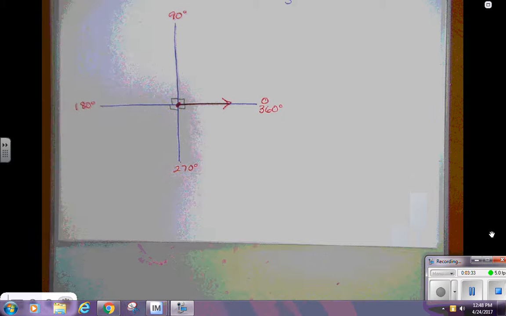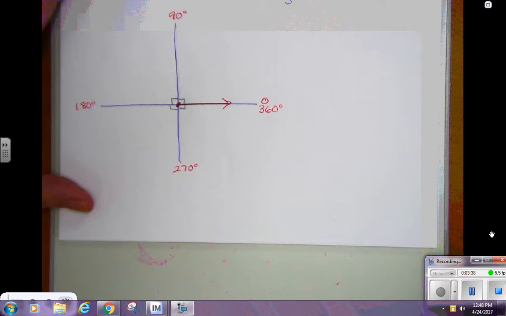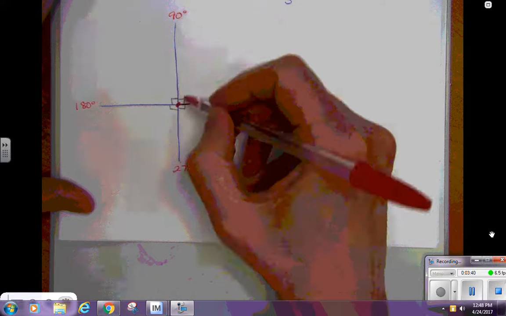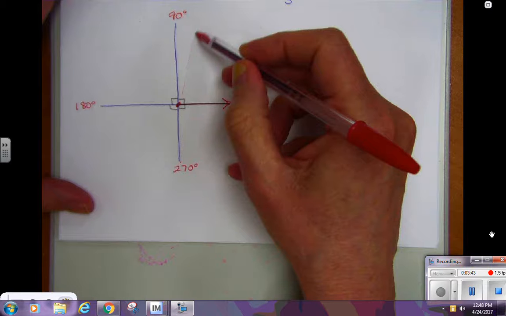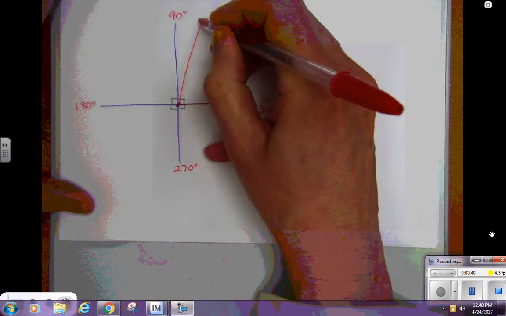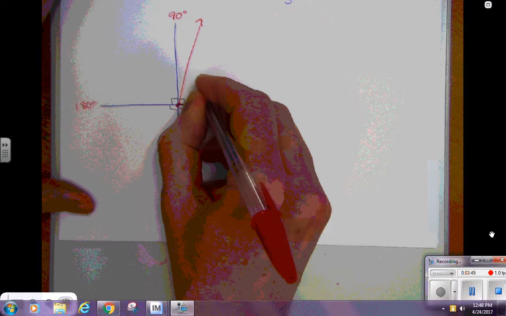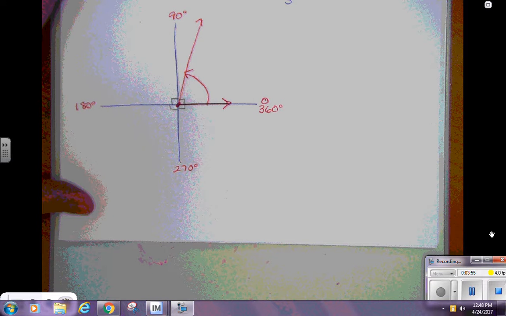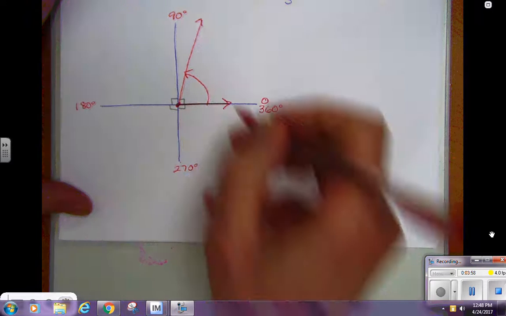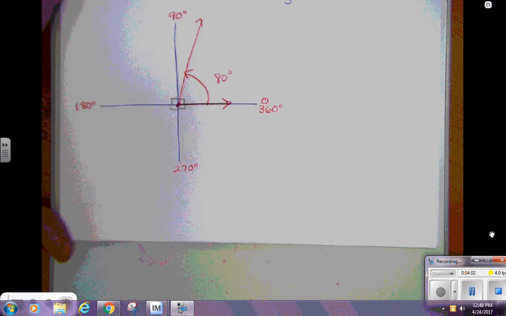Okay, so they want me to draw an angle with the given measure in standard position, 80 degrees. So I'm going to estimate where the terminal side of that would be, a little bit before the 90. Okay, and then I want to draw an arc starting at the initial side and draw an arrow showing which way you're moving the arm, and then that's going to be your 80-degree angle. So positive angles always go counterclockwise.